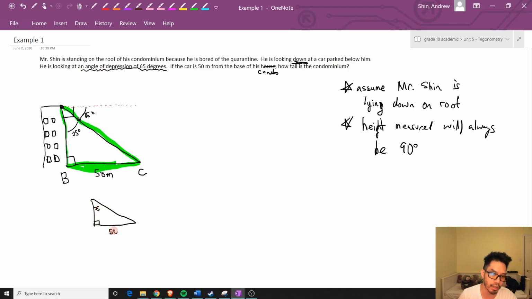This is 50. And what are they asking for? They're asking for how tall is this condominium, which is this part right here. That's the unknown. So I'm going to call this A, B, and C. We're looking for little c here. Okay, and so now we've done some work. We've translated this English into a diagram, and we turned it into a question that we've been working with the past few videos. So let's just do it.